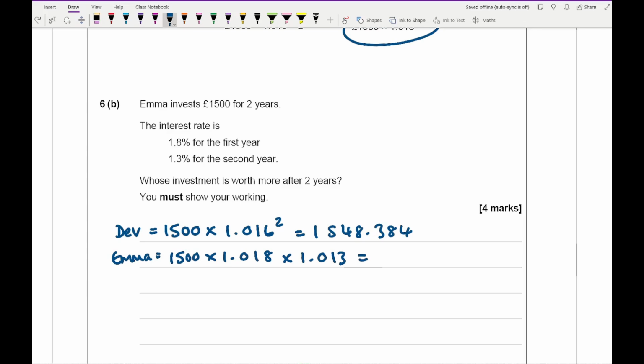And that comes up to a total of 1546.851. And again, although this is not the final answer, the third number doesn't really make a difference, but we just want to see whose is bigger, who gets the most amount, and so the answer then is Dev.